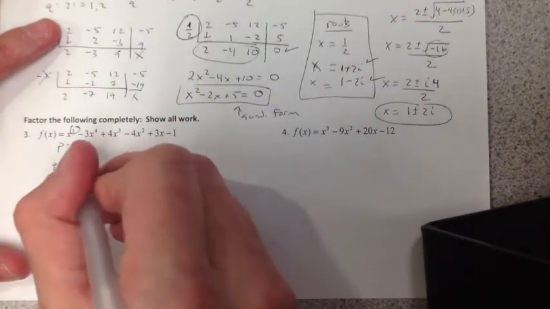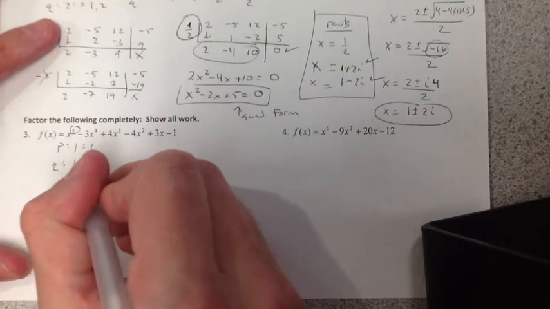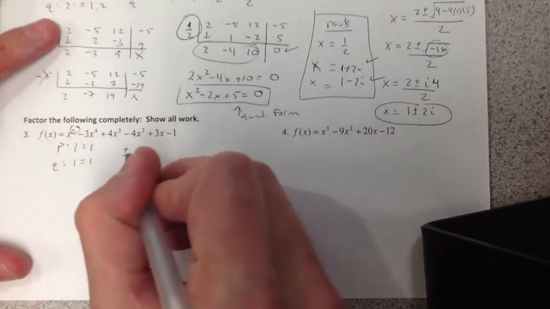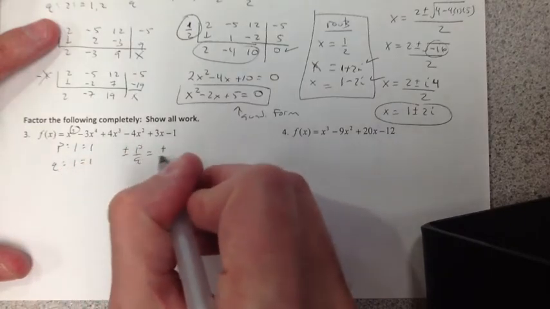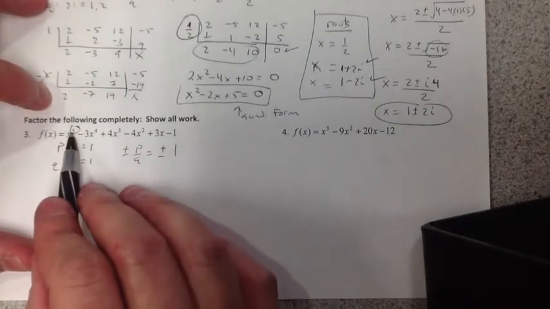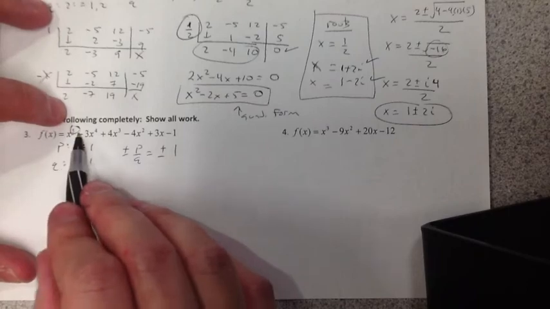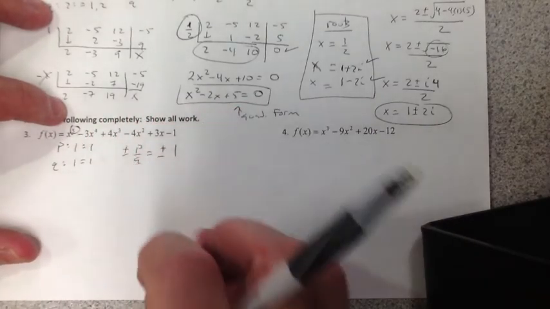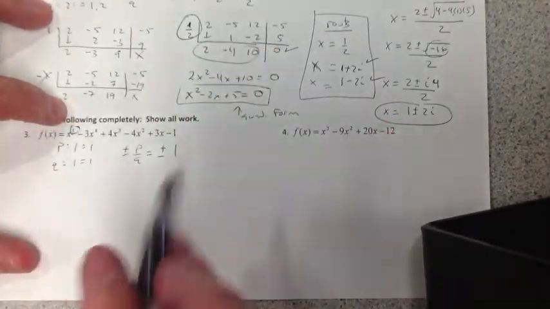So my p comes from 1, which is just 1. Q is also 1, which is just 1. So my only possible rational roots are plus or minus 1. And this is going to be a fun one. We need 5 of them. Now, to get this down to a quadratic, though, we need to find 3 roots that are the same.